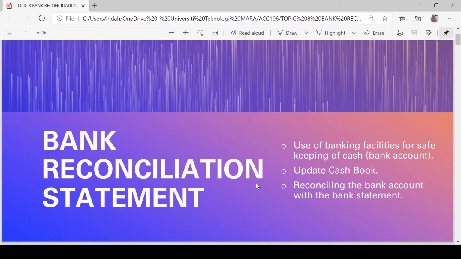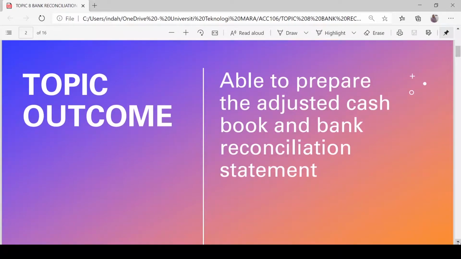Right, so there are three subtopics here. The first one is the use of banking facilities for safekeeping of cash, then update cash book, and the last one, reconciling the bank account with the bank statement. At the end of this topic, you should be able to prepare the adjusted cash book and also the bank reconciliation statement.